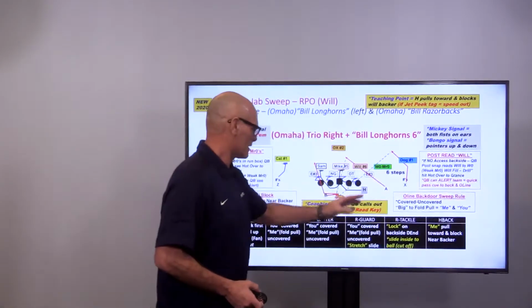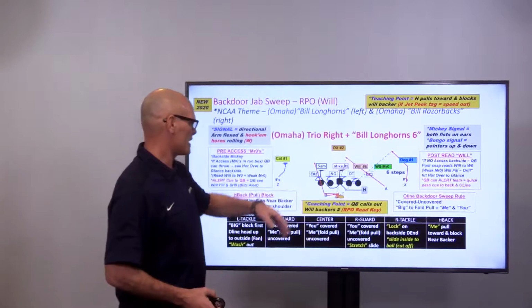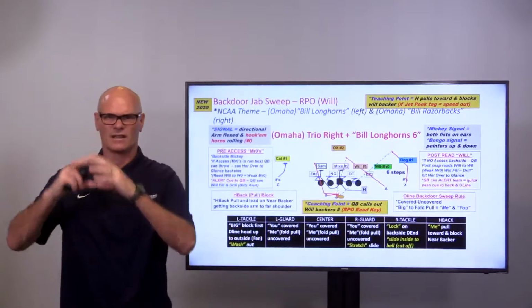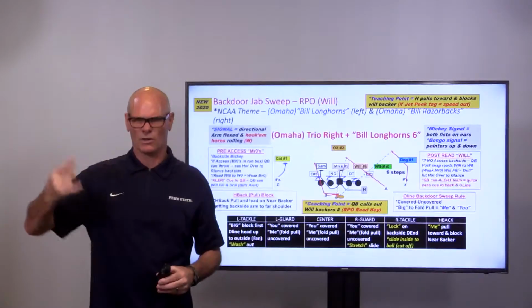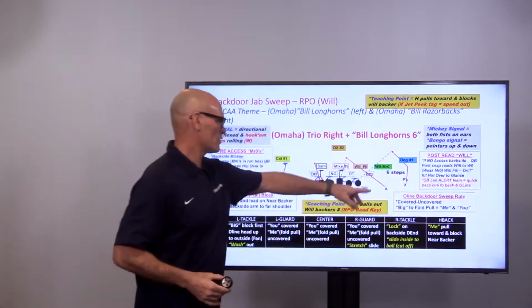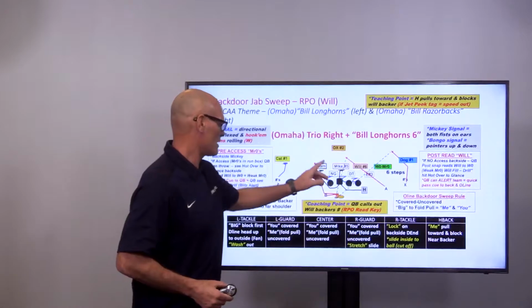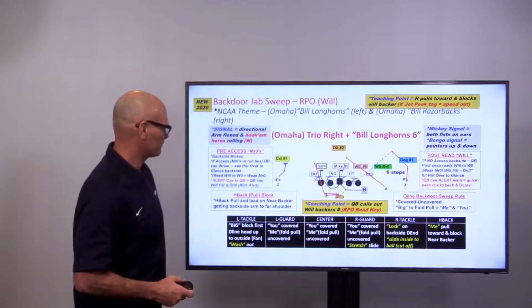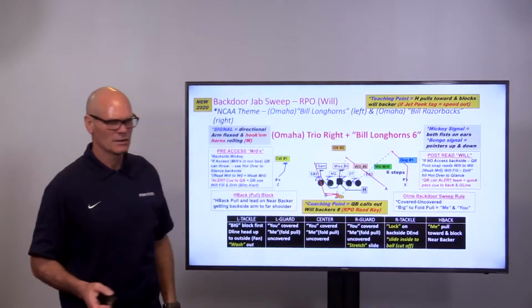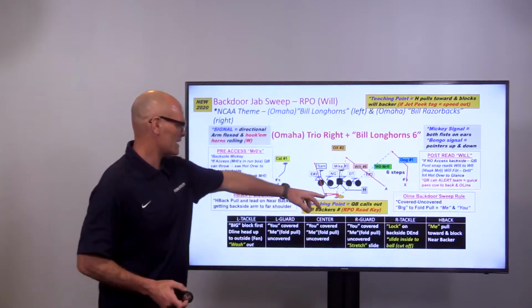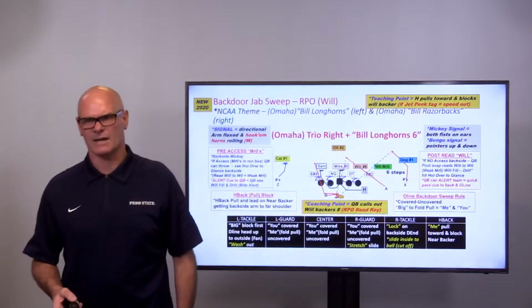Again, 3x1, great way to do it is just add your Omaha or your counter action in it, and everything's the same. So again, Omaha, we're going to go Bill Longhorns, still reading the will. We get the extra receiver. We go ahead and manipulate the defense with the different formation. Got an advantage both ways. Simple. We've changed one technique, and that's the quarterback and the back with their mesh.